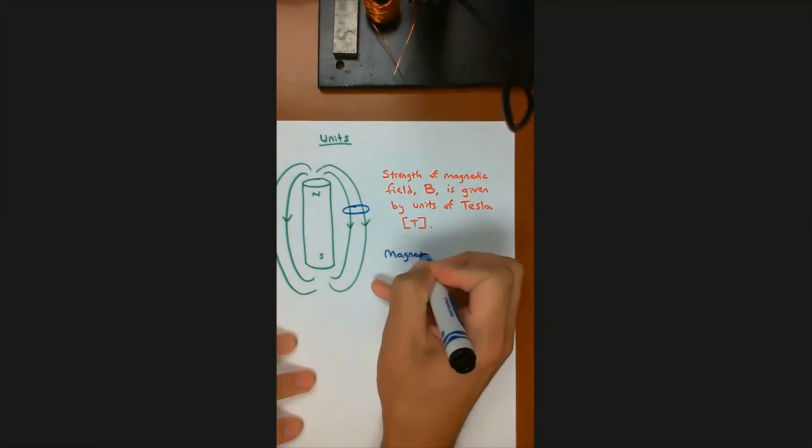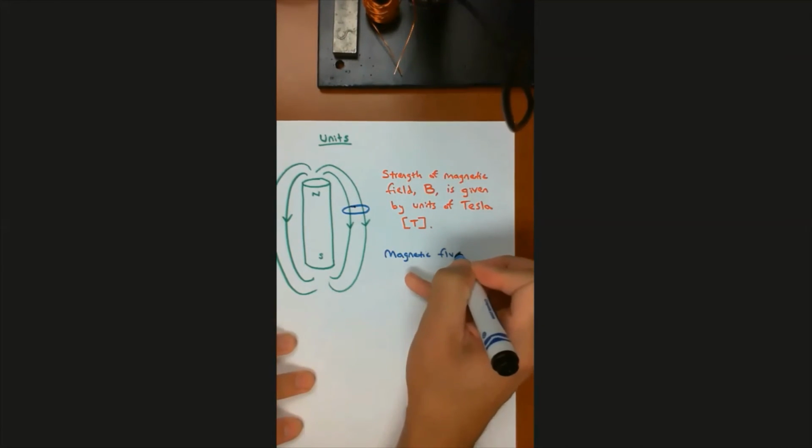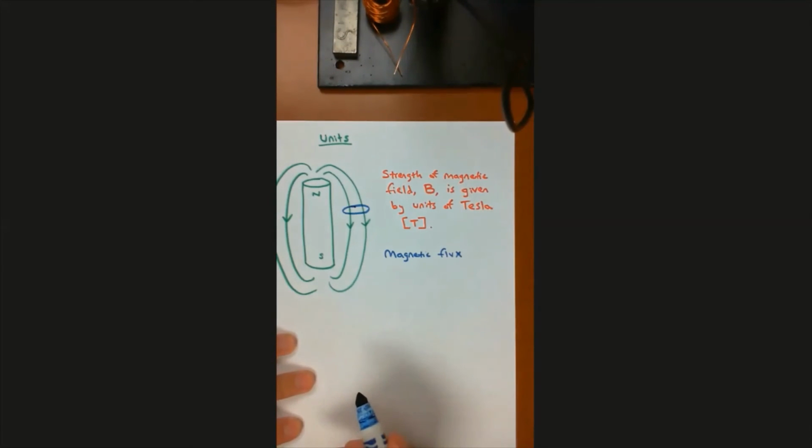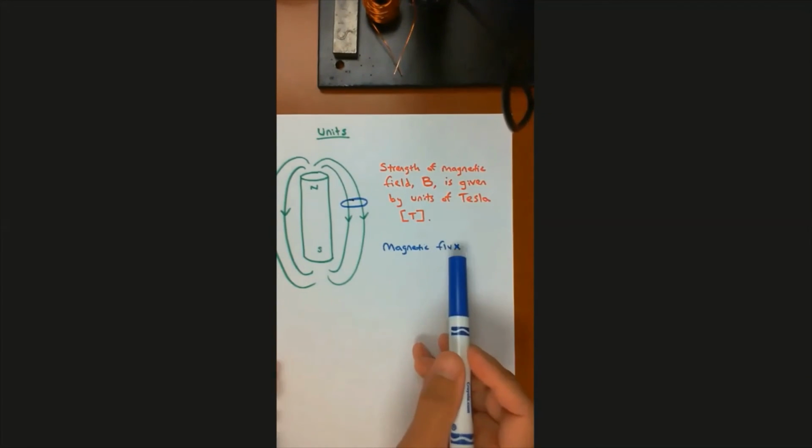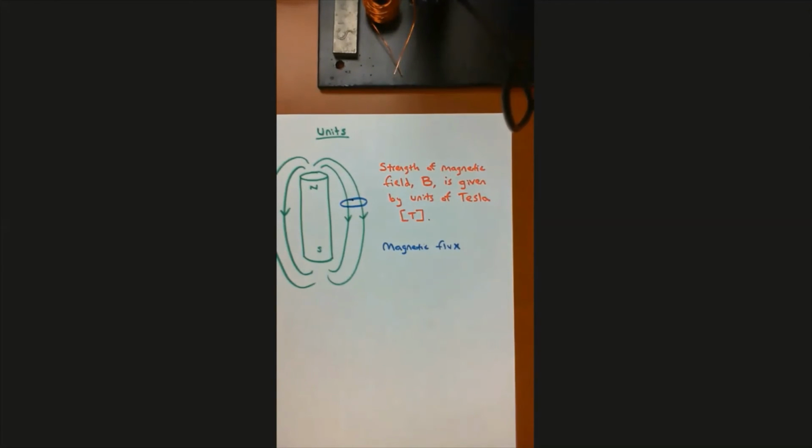You can think about magnetic flux as the amount of the magnetic field going through that certain area. All right, flux in general, flux of anything, means the amount of something going through something else.